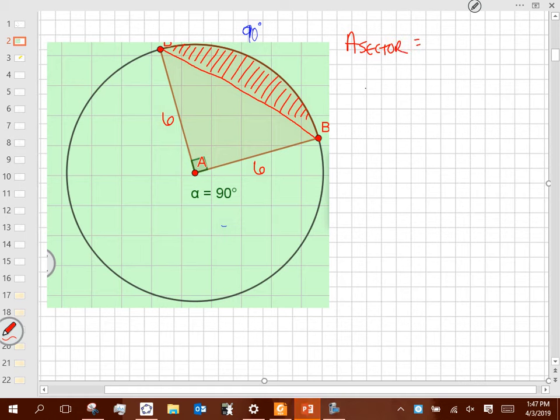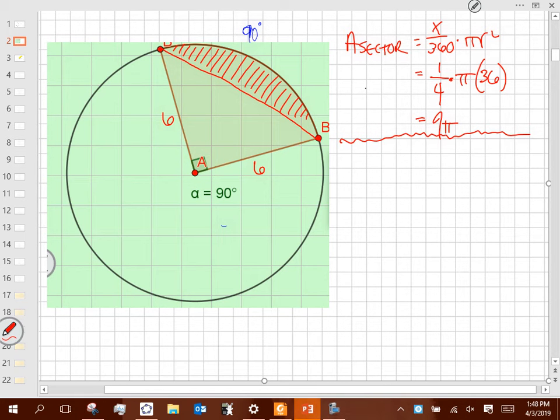So area of sector, x over 360 times pi r squared, right? What's x in this case? 90. 90 over 360 reduces to what? 1/4. Times pi times r squared would be 36, correct? What's a fourth of 36? 9 pi. Okay, so that's something we can do.